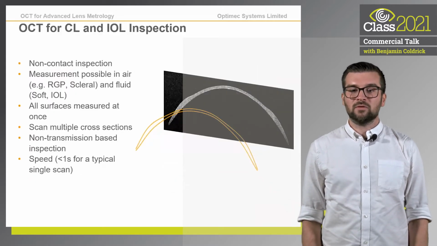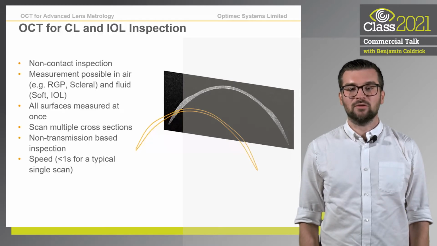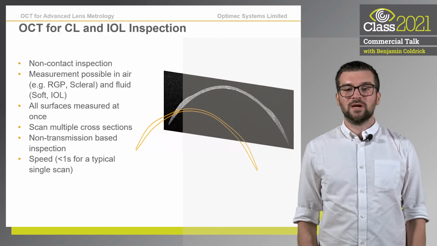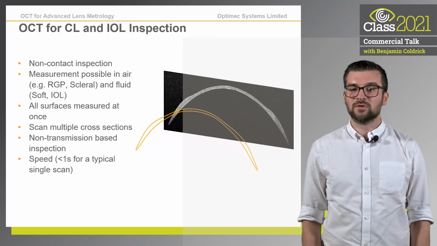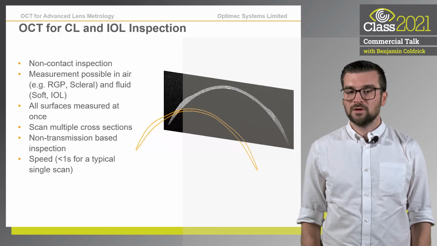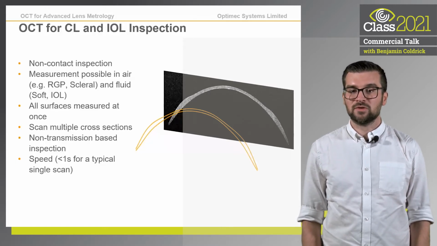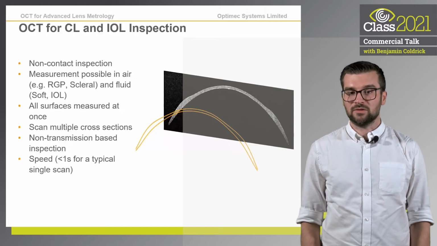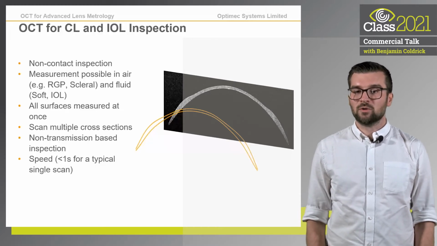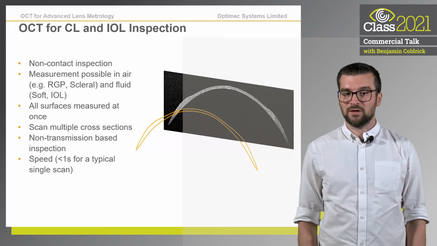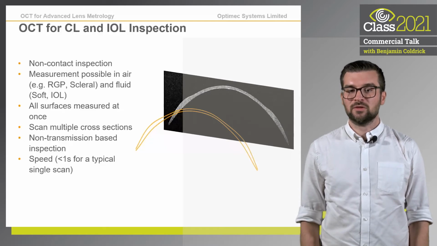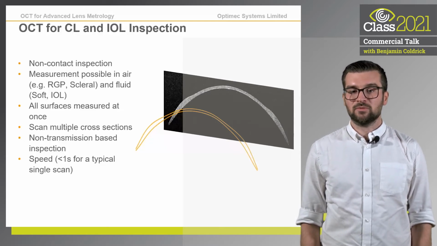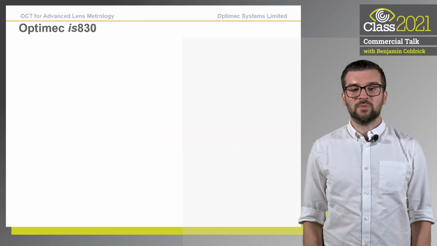OCT technology has a number of unique benefits for the measurement of contact and intraocular lenses. The first is that all data is captured without physically contacting the samples. Data can also be obtained for samples in air or immersed in fluid. Data can be captured from both surfaces in a single scan and at any position on a lens. Access is also not required from both sides to obtain the image data. And finally, measurement is fast, with a typical single scan from the IS830 system measured in less than a single second. OCT is implemented in the Optimec IS830, our flagship product.